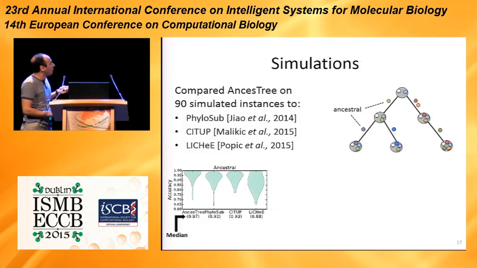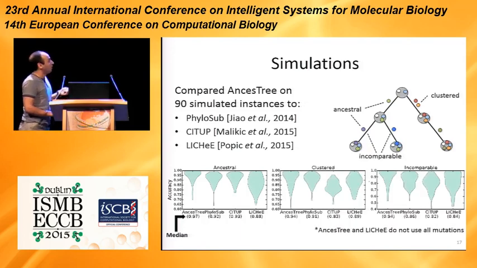The first metric I will show you looks at pairs of mutations that occur in the same branch. I call that ancestral here. What I'm showing you in this violin plot is the accuracy. So what is the fraction of mutations that are truly ancestral that were correctly identified as being ancestral in an inferred tree? Here I'm showing you the accuracy values across all 90 instances, and you can see that Ancestry outperforms the other methods. These are the median values.